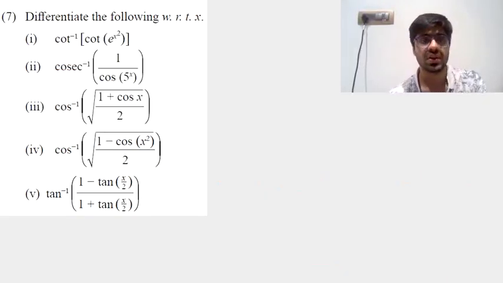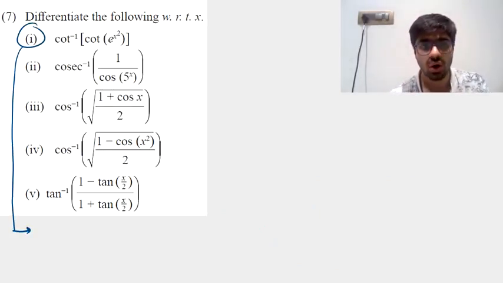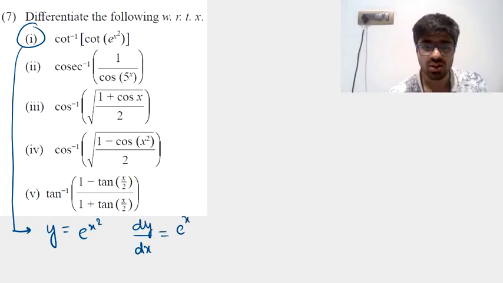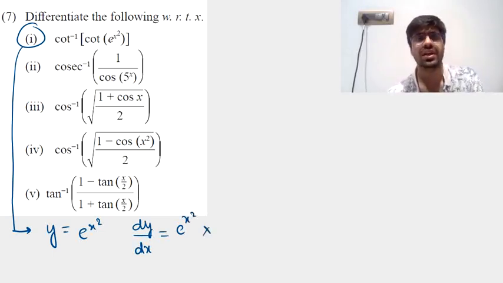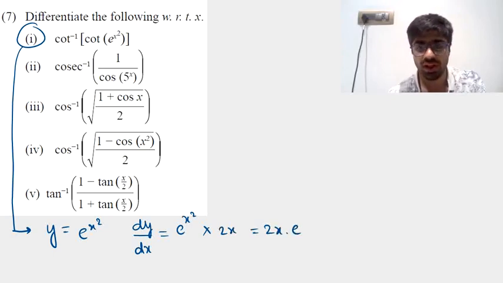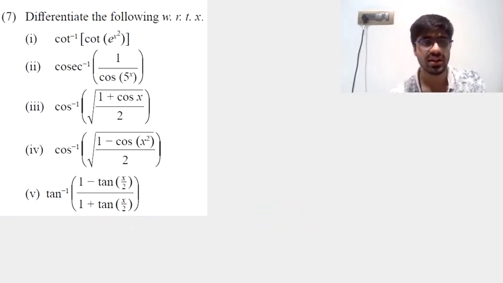With that, we continue with our 7th question. The first question says cot inverse of cot e power x square. So if the given function is y, I can say cot inverse of cot gets cancelled, and e power x square is the final function. So dy by dx will be e power x square multiplied with the derivative of x square, which is equal to 2x. So in a proper readable manner, it is 2x e power x square. That's dy by dx.